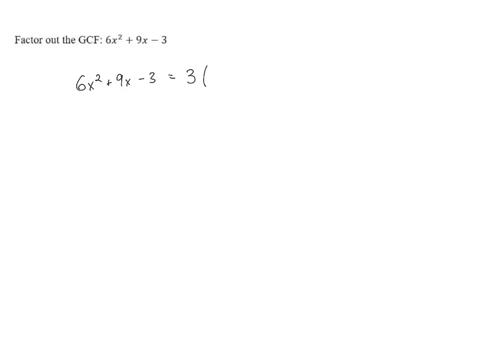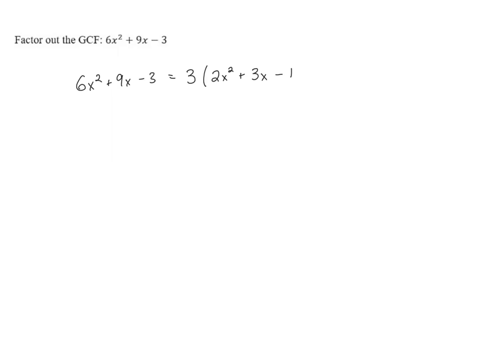When we pull out the 3, we're going to be left over with some terms in each of these. If we look at 6x squared, if we pull out a 3 or divide by 3, that's going to leave us with 2x squared. Then plus, if we look at 9x and we pull out a 3, that leaves us with 3x. And then minus, if we have 3 and we pull out a 3, that leaves us with 1. And that's something that some students don't see.